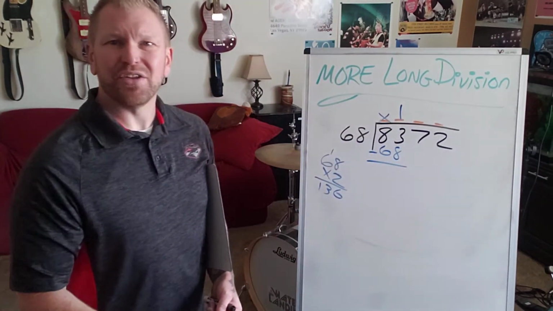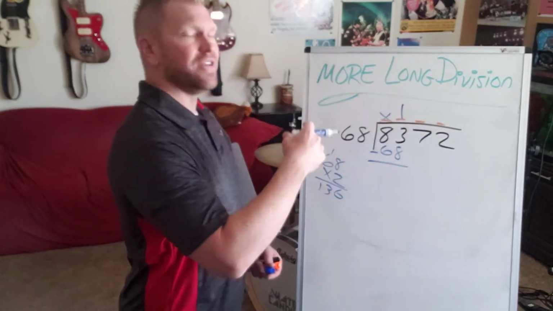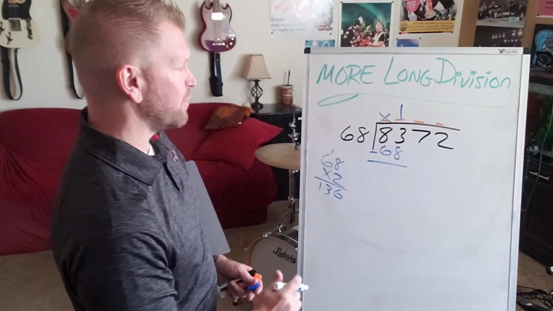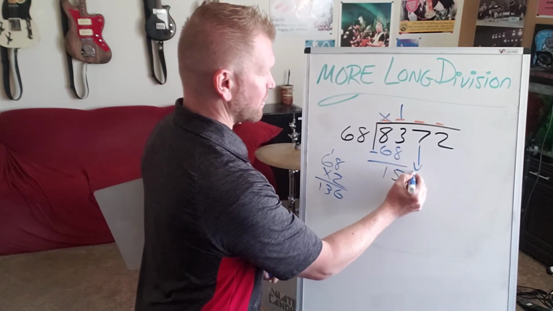Remember that does McDonald's sell burgers thing? So it's divide and get 1, then multiply, and then does McDonald's sell burgers. Next is subtract. So you subtract these here. That's going to be 15. And after you subtract, you bring down.